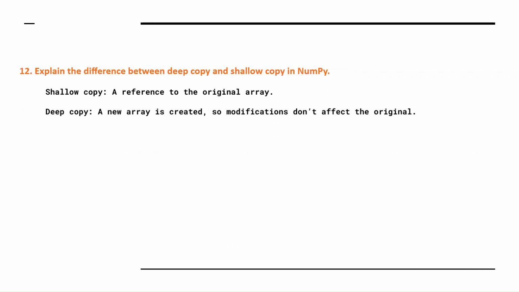Explain the difference between deep copy and shallow copy in NumPy. A shallow copy shares the data with the original array while a deep copy doesn't. So a deep copy does not modify the original array, as it is created separately.